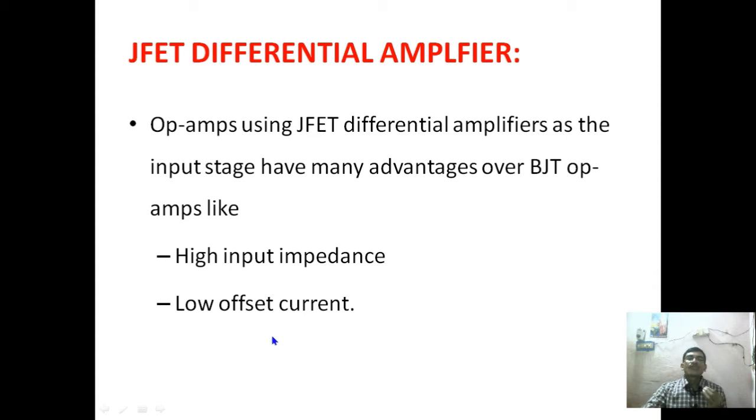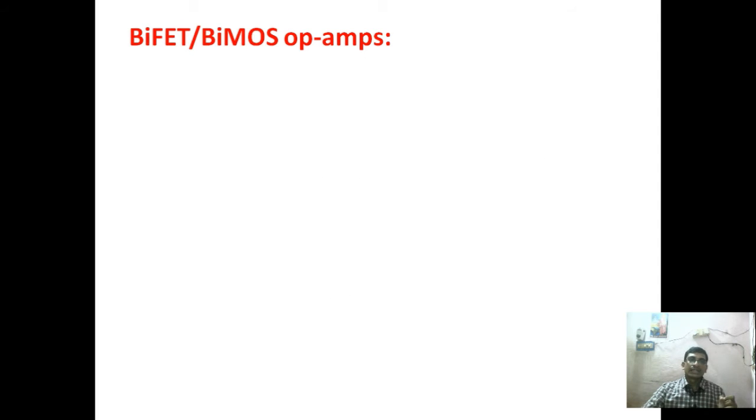And low offset current: the offset currents decrease to low values when we use JFETs. High slew rate. If the slew rate is high, then input and output variations occur without delays. If the input varies, then the output also varies automatically without any delay. So the slew rate must be high for any operational amplifier. If we use the JFET, we can get a high slew rate.